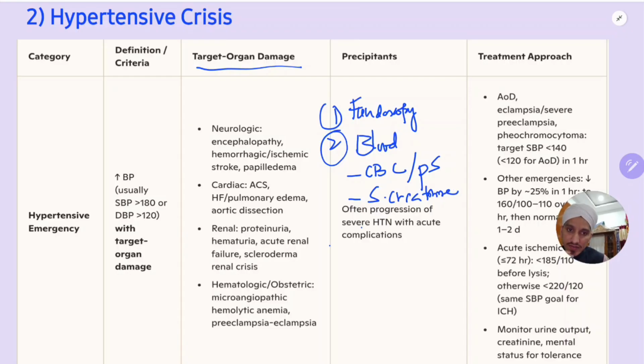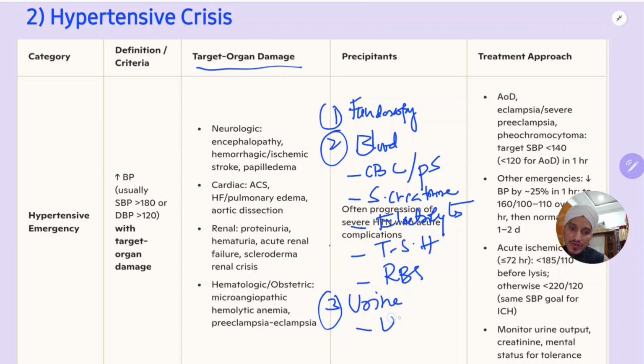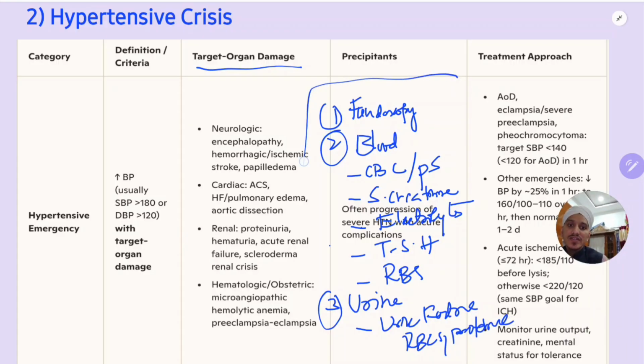Electrolytes also you will do. So these are the basics, and TSH to rule out any hyper or hypothyroidism. You can do these things in a hypertensive patient to exclude causes for coming with this type of BP. These are the basic investigations, and baseline blood sugar also. Third, urine investigation. You will do the urine routine, and in that you will look for RBCs and proteinuria.